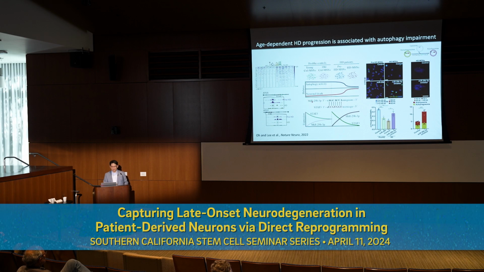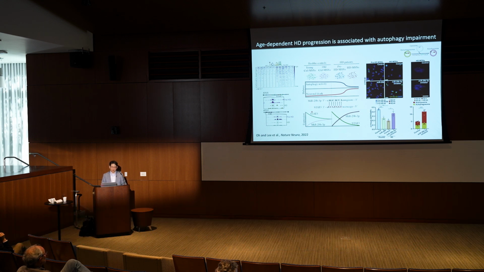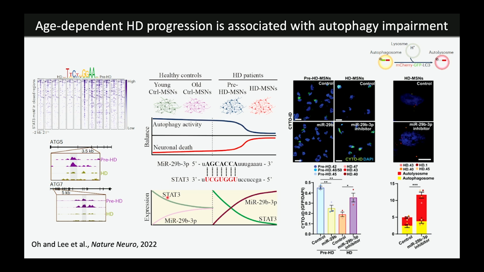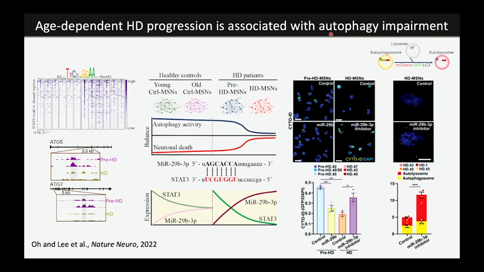As a result, because miR29B3P directly targets the 3' UTR of STAT3, in the disease context the repression of STAT3 becomes more pronounced. This has largely to do with the increased expression of miR29B3P. So it's one snapshot of how we can use the aging patient context to figure out what may be the underlying mechanism that contributes to the onset of neurodegeneration. In this finding, it is a reduced autophagy that is age-associated.